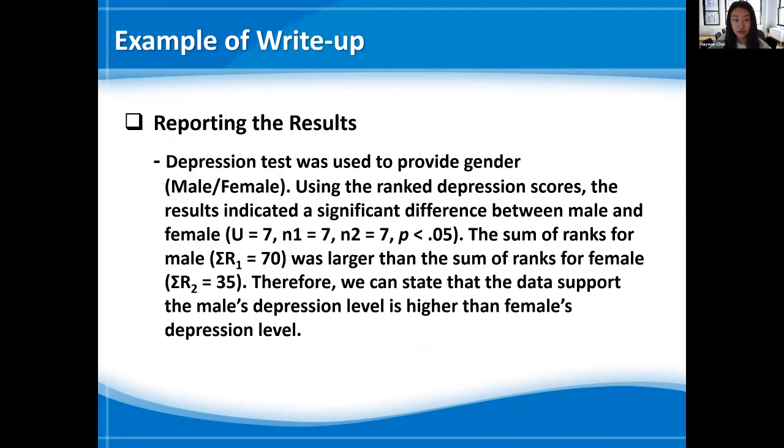So when we report the result, the depression test was used to compare gender. Using the ranked depression scores, the result indicated a significant difference between male and female. The sum of ranks for male was larger than the sum of ranks for female. Therefore, we can state that the data supports that male's depression level is higher than female's depression level.